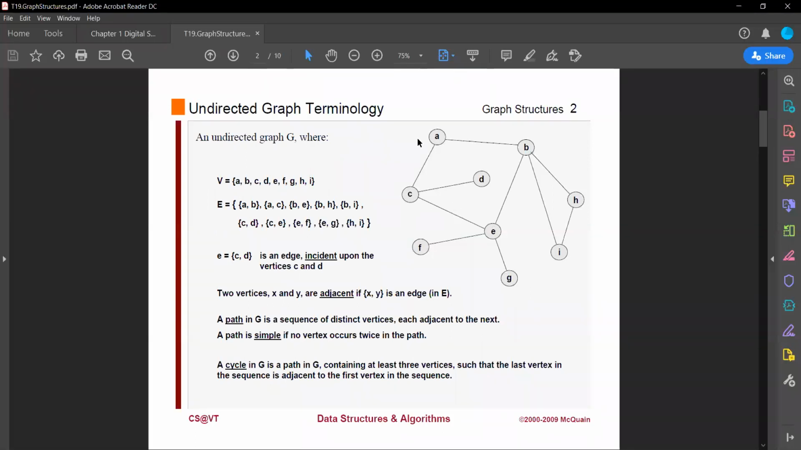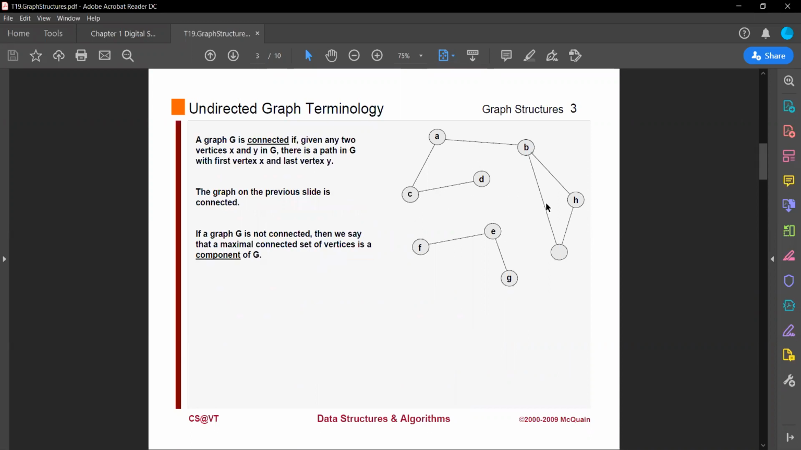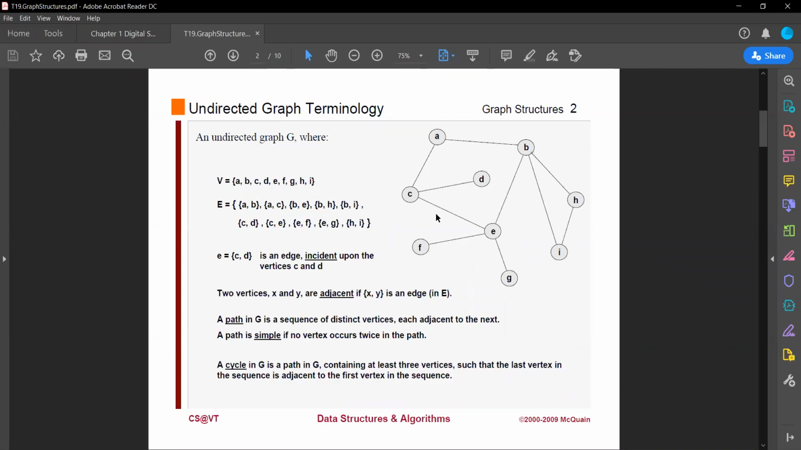Here C and B are connected with E. But if we cancel these two edges, it will not be a connected graph. There will actually be two graphs: this is a graph and this is another graph. But if we do not cancel those edges, this is called a connected graph as a whole.